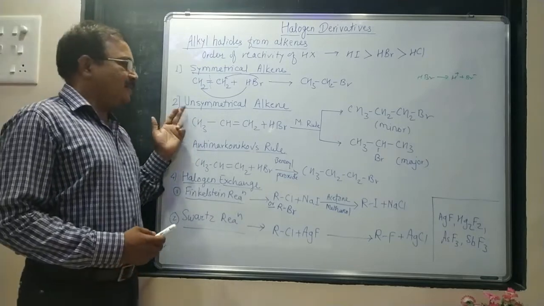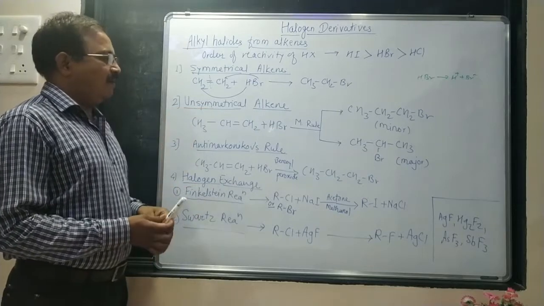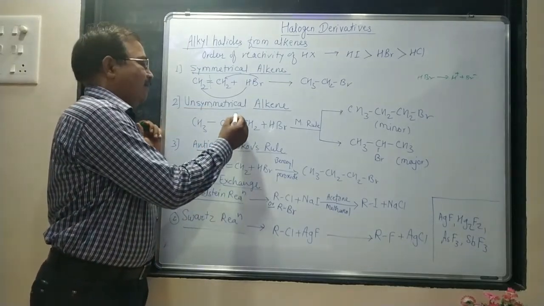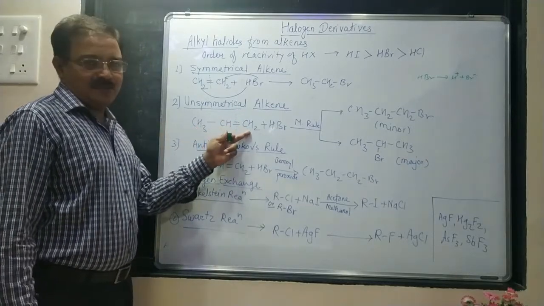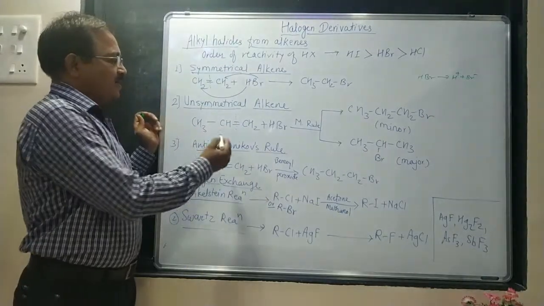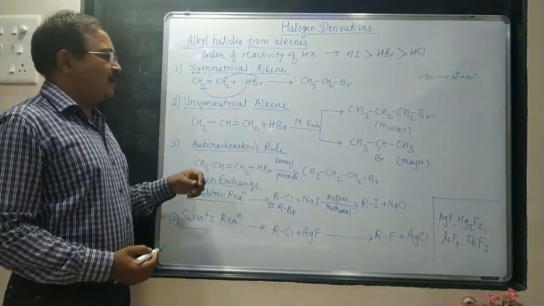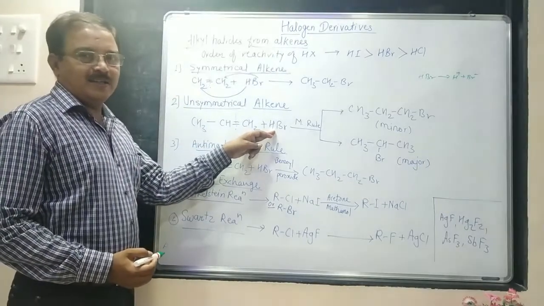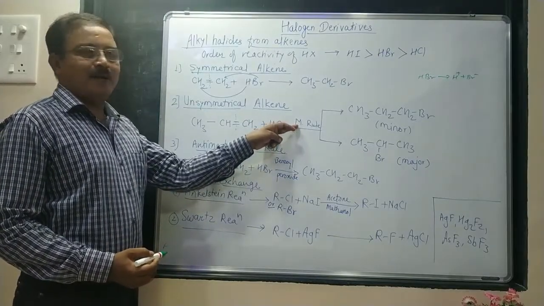Now the second reaction we will try to understand, and that is an unsymmetrical alkene. Again we take an example, propylene. We will make two parts of this, CH3CH and CH2. These two parts are not equal, therefore this compound is called an unsymmetrical alkene. Now HBr is an unsymmetrical reagent, an unsymmetrical acid. So we have to follow Markovnikov's rule here.